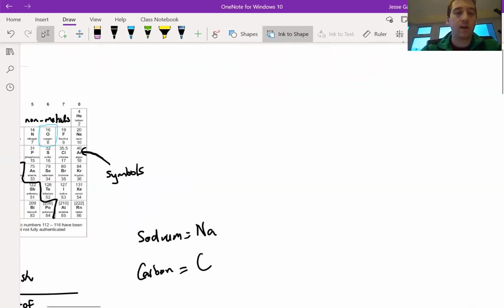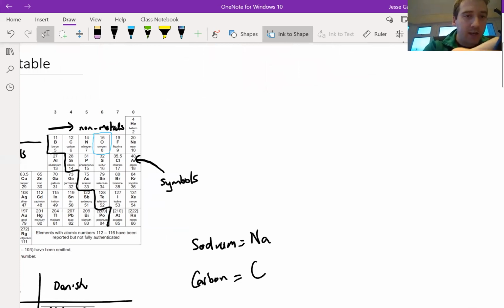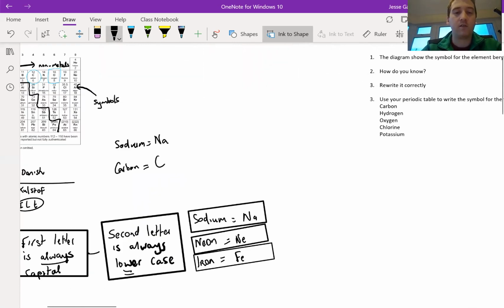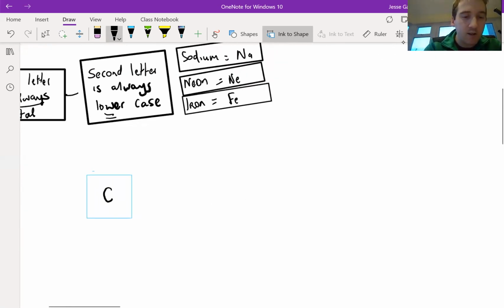Let's go up, check the periodic table. Carbon. Carbon is in the second line here. There's carbon. It's got the number 6 and it's got the number 12. Capital letter C for the symbol. So 6, I'm going to write it on the bottom, and 12, I'm going to write it on the top.